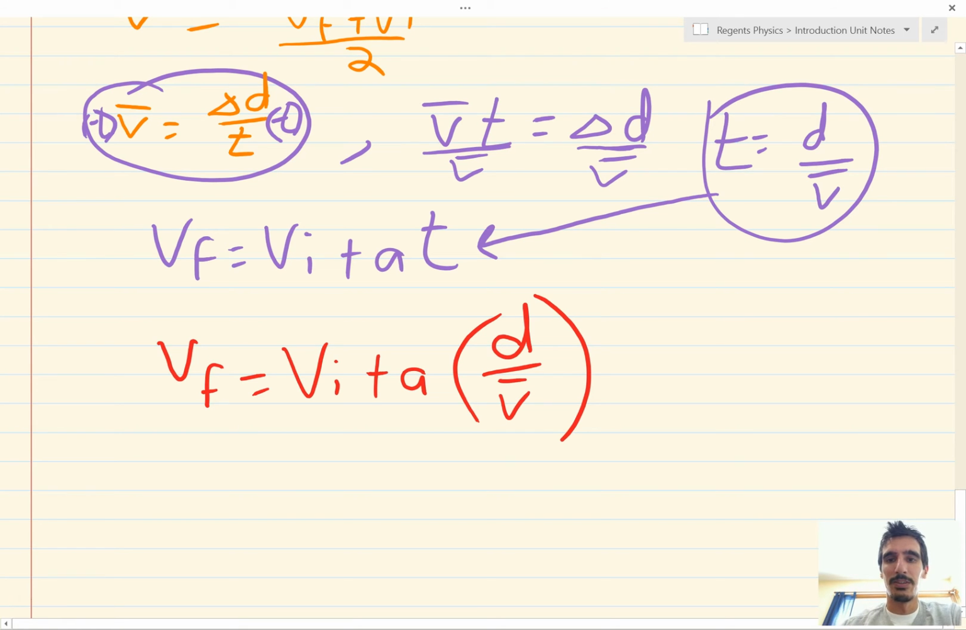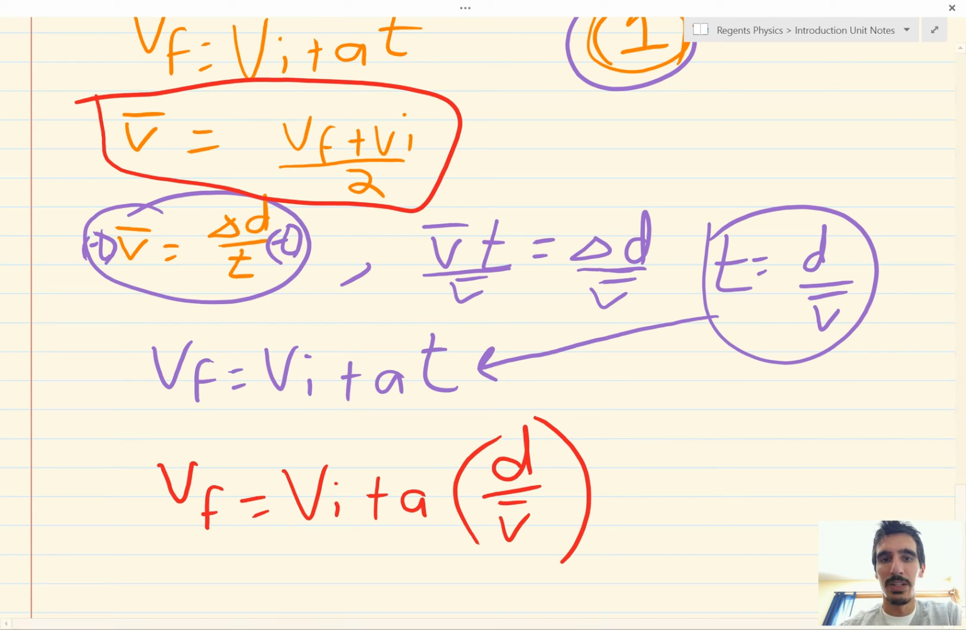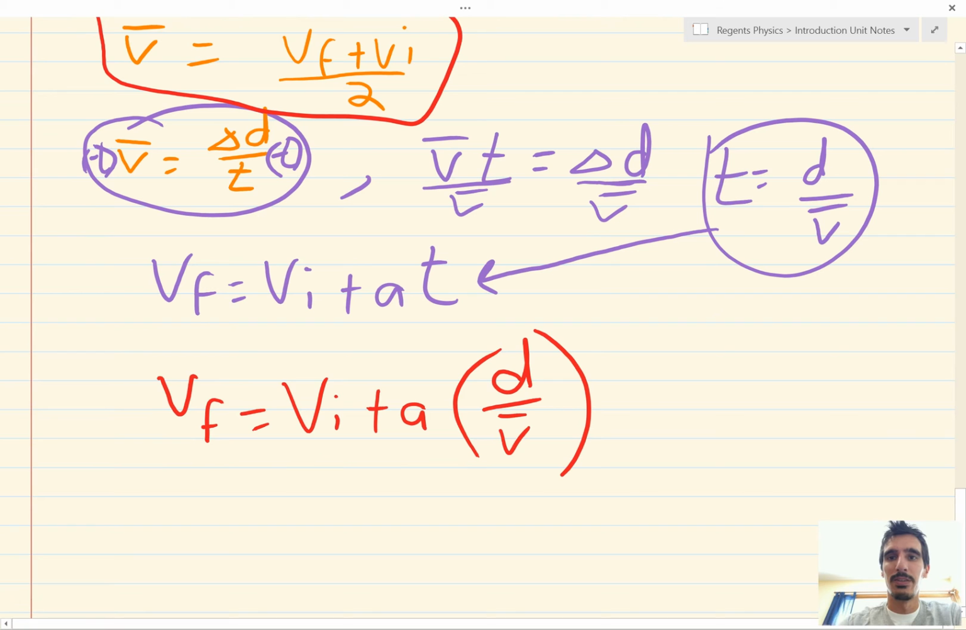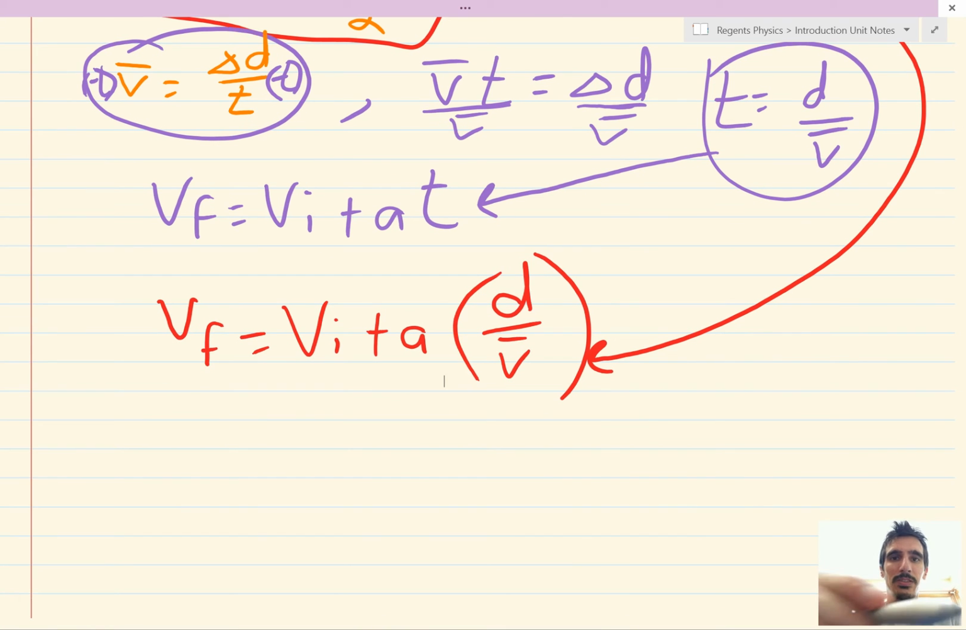Okay, now let's scroll up a little bit to our other formula we had. Average velocity is equal to VF plus VI over 2. So where we see an average velocity, we're going to plug in VF plus VI over 2. And we could draw right here so you can see what I'm talking about. All right, so let's do that.